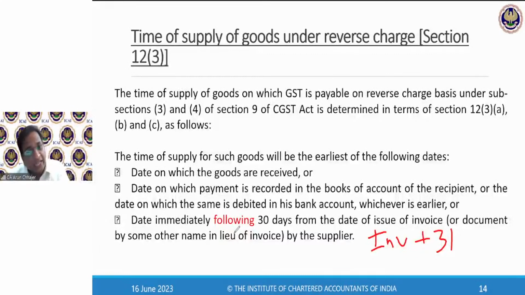So in the back end, you will calculate 30 days plus you will take the next date. So in other words, I can say it will be the invoice plus 30 days, plus 31 days. You might ask the question, sir, why this relaxation is required? Same answer. We are talking about the RCM in which recipient will pay the tax to the government. Therefore, certain relaxation is being given in time of supply.